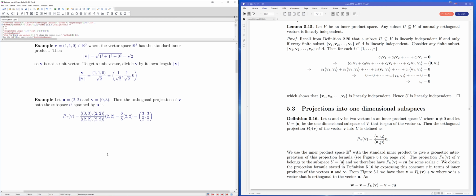So notice what I'm getting here is that when I project v into the direction specified by u, I get a vector that is in fact a multiple of u, right? So when I project v into the direction specified by u, basically I'm getting a scalar multiple of the vector u, right? Okay.